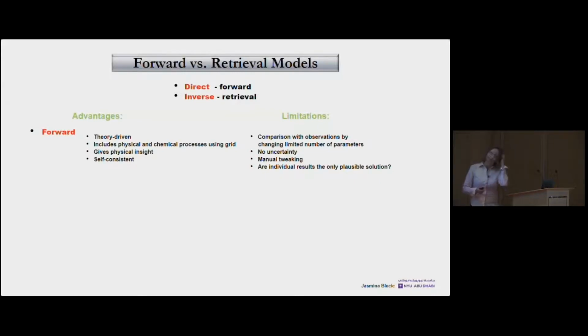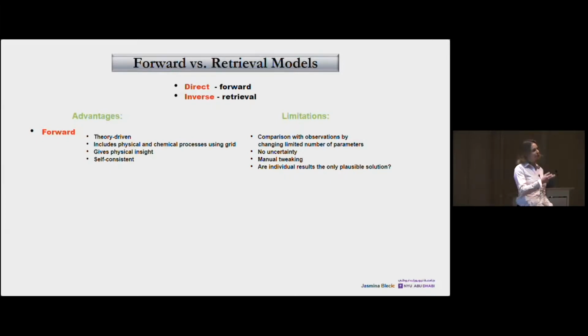Okay, so there are two ways we can approach modeling exoplanetary spectra. One is direct, and the other is inverse. In direct or forward modeling, which is theory-driven, we usually include all physical and chemical processes, and we use a grid of models to generate the spectra. Then the comparison with the observation is usually done by changing a limited number of parameters, and it gives us some physical insight into the planetary atmospheres. It's usually considered to be self-consistent.